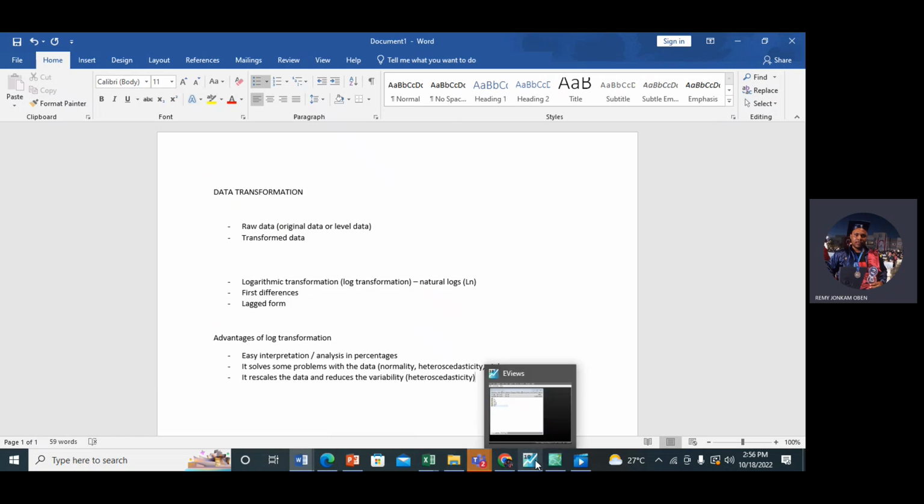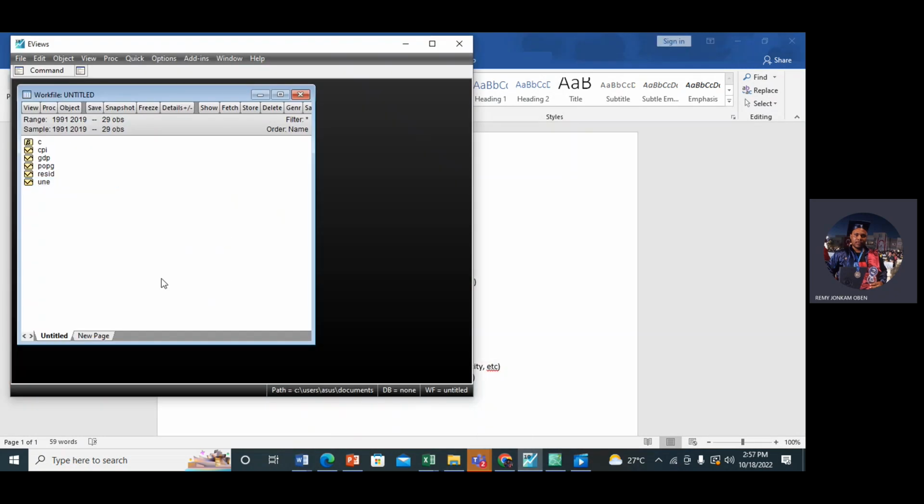I'm going back to EViews. You see we have CPI data, GDP, population growth, unemployment. These are all raw data. This data, we just downloaded it from World Bank, put it in Excel, arranged it on Excel, and then imported it to EViews from Excel. So it is the raw data. We have not done anything with it.